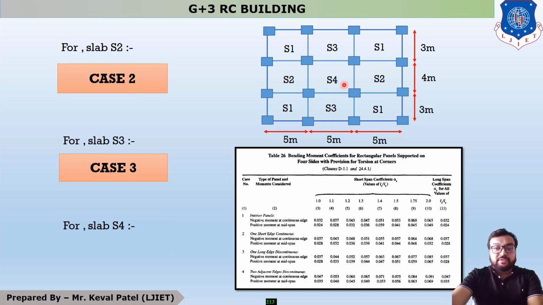And at last this is slab S4, and you can see that slab S4 is your interior slab. It means your reinforcement is continuous over all four edges. So for slab S4, you have to prefer case number 1. So students, this is the end of two-way slab, in which we prefer case number 1, 2, 3 and 4.